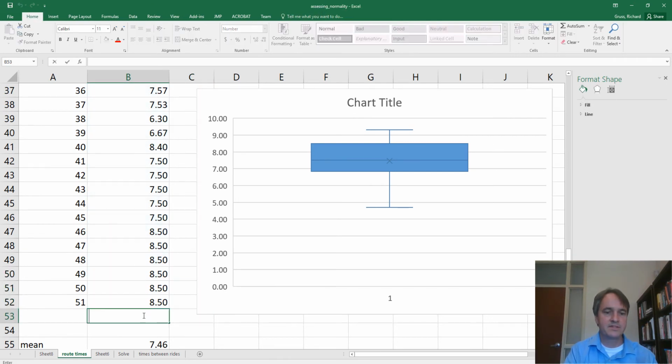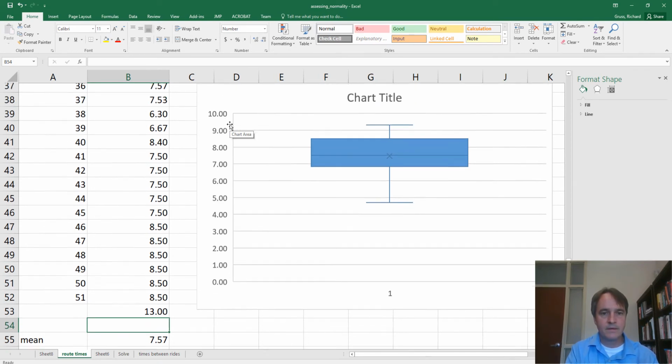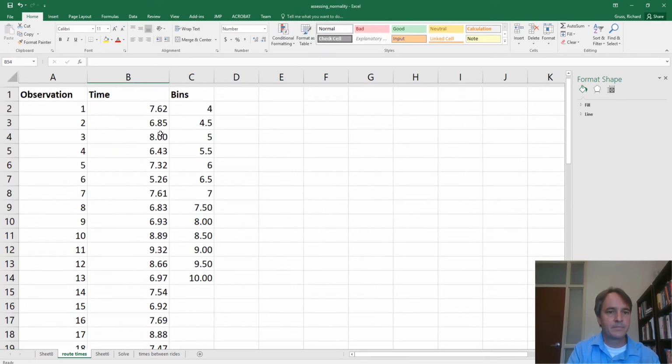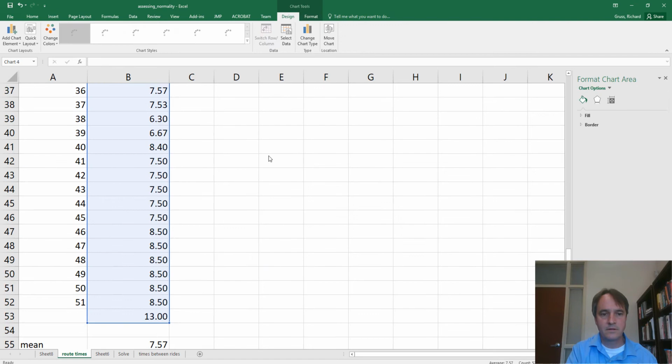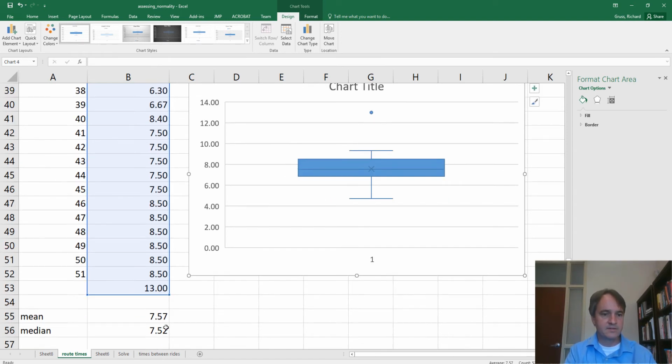But if I were to purposely say, okay, let's say we had a really slow delivery driver who took 13 hours. Let me go ahead and add that observation and just regenerate the chart. So I'll select all of these, and then again go to Insert and Chart. Now I see the way these charts work is they put an outlier outside this line here. So there's our outlier. And we can look down here and see that this outlier has pulled our mean up above the median, just slightly. It used to be slightly below it.